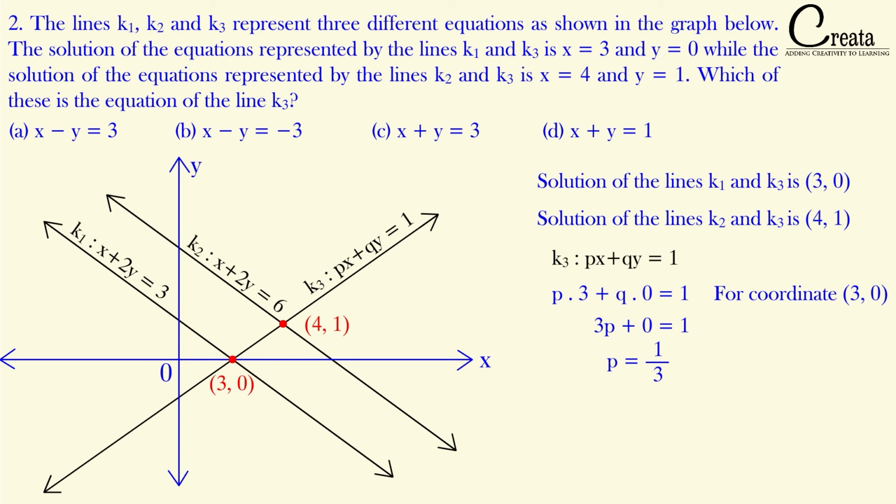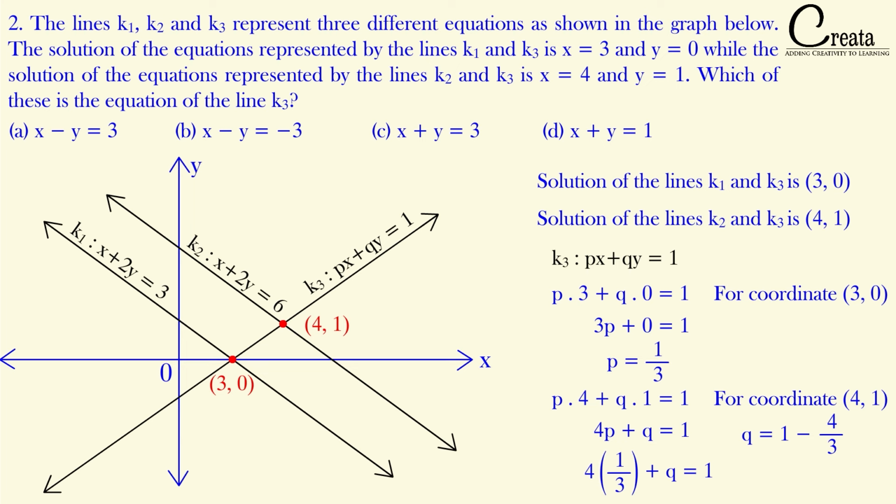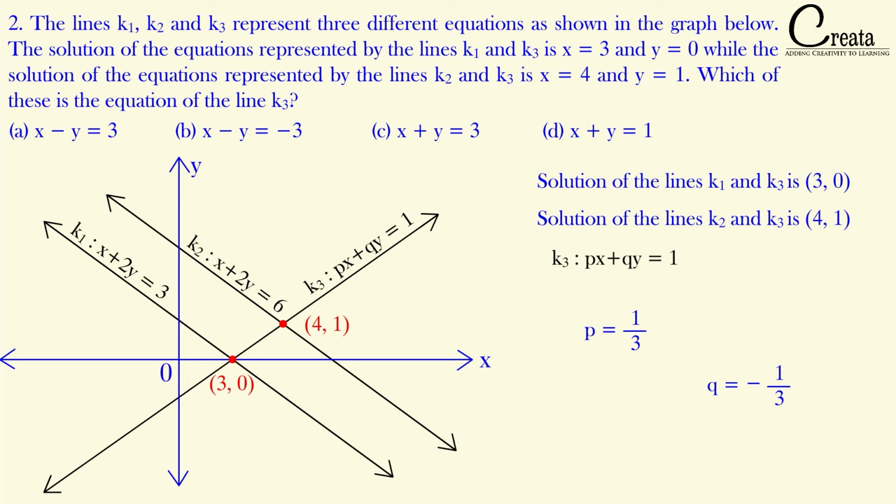Let's go for the value of q. So let's put the coordinate (4, 1), that is x is equal to 4 and y is equal to 1, in the equation K3, Px plus Qy is equal to 1. We get 4p plus q is equal to 1. And just now we have got p is equal to 1/3. Let's put p as 1/3. On solving, we get q as minus 1/3. P as 1/3, q as minus 1/3. We got the value of p and q.